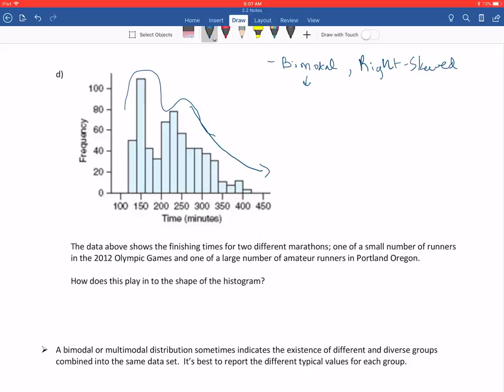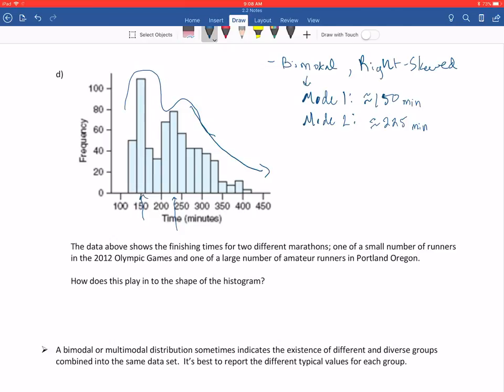When you've got bimodal or multimodal going on, you should talk about the two different modes then. What are those two different typical values? So it looks like we've got one mode here around the 150 mark, and another one here maybe around the 225 mark. And this one is time in minutes, so these are minutes.